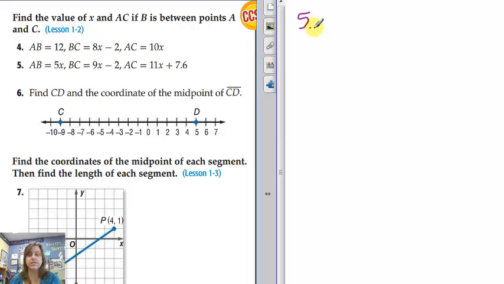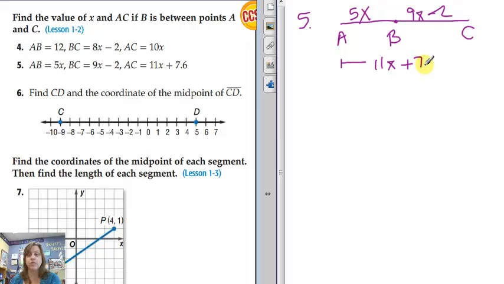It's the same situation. We still have that drawing, so let's redraw it with A and C as our endpoints and B in between. This time our information is that A to B is 5x, B to C is 9x minus 2, and all the way across is 11x plus 7.6. Make that a decimal. Same kind of setup. Let's add the 2 smaller portions together, or 5x, add that to 9x minus 2, and let that equal the total length all the way across, which was 11x plus 7.6.